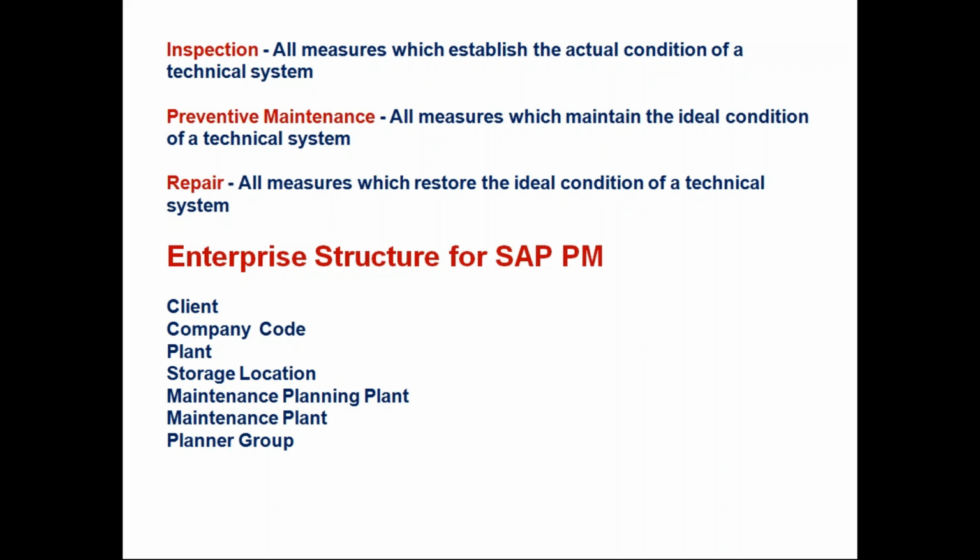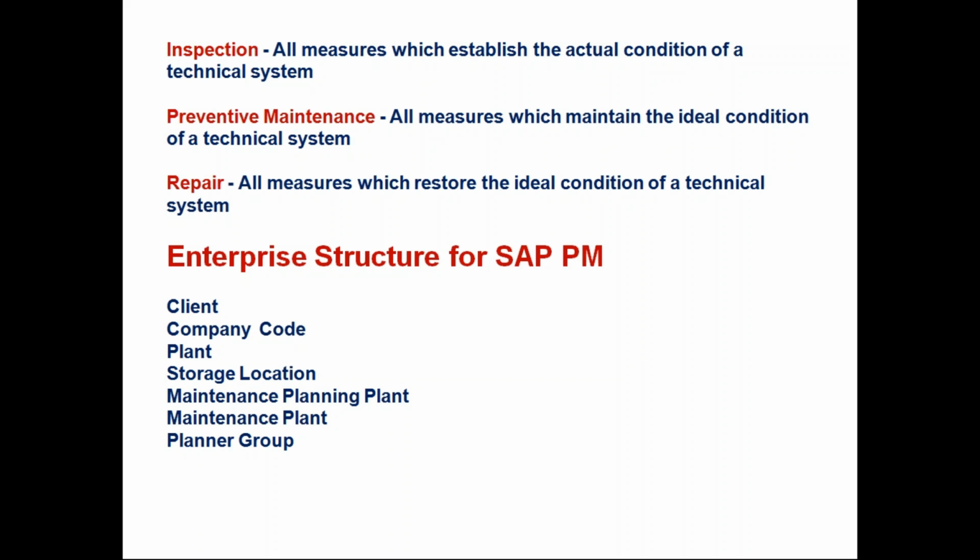So inspection means all the measures which establish the actual condition of a technical system. Preventive maintenance maintains the ideal condition of a technical system, and repair restores the ideal condition of a technical system.